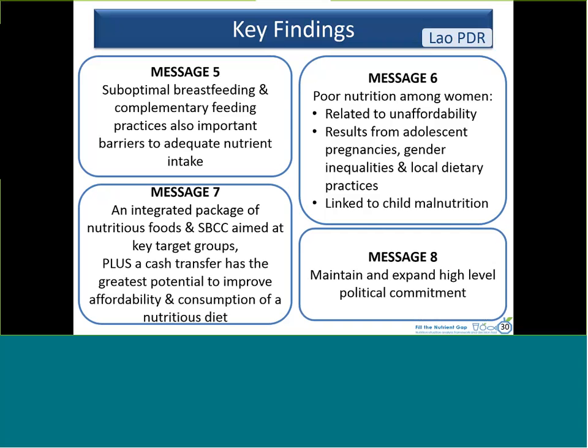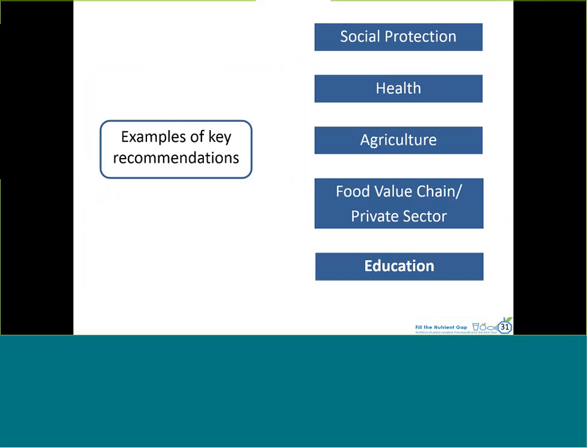So from these key findings and the sharing of the slides, we go to a formulation of recommendations, and that's really the stakeholders in country now formulating that. We're showing you some key recommendations, but we'll keep it short. But really it's the sectors such as social protection, health, agriculture, different players involved in the food value chain, and notably the private sector, as well as education. So all these sectors can implement nutrition specific and sensitive actions.